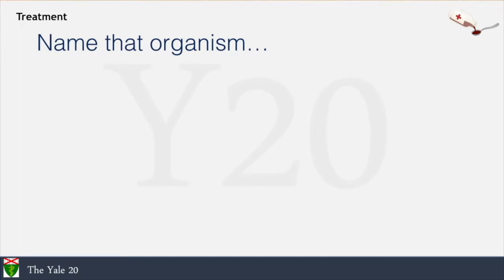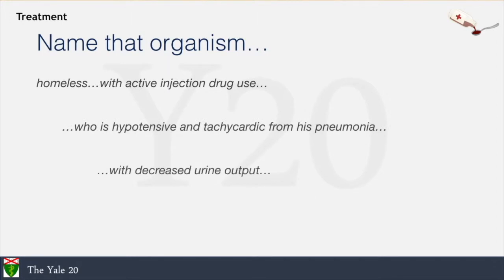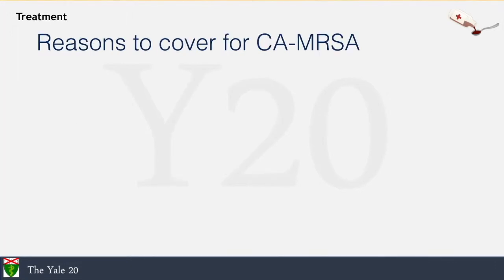Name the organism. What organism would you want to cover if you have a patient who comes in, they're homeless, active injection drug use, they're hypotensive, tachycardic from their pneumonia, and they have decreased urine output, they're bringing up really thick, purulent sputum? While there would be a lot to untangle with such a patient, one thing to consider would be empirically covering for methicillin-resistant Staph aureus, or MRSA.